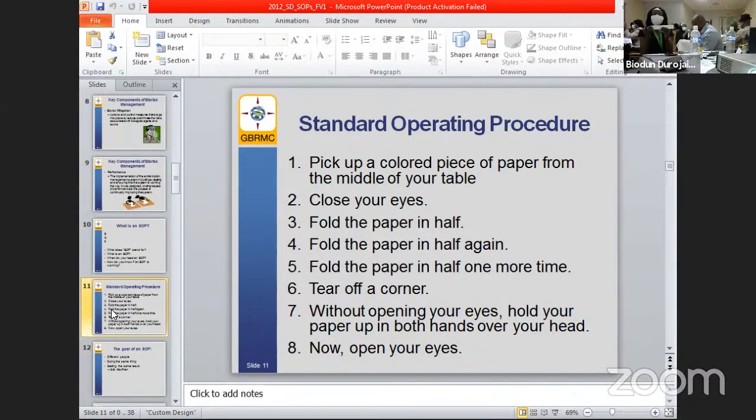Tear off one corner of the paper. One corner of the folded paper. Just tear a bit of it. Tear off the corner. Have you all done it? Okay. Lift up your paper, then open it. Eyes closed. With your two hands, open the paper.